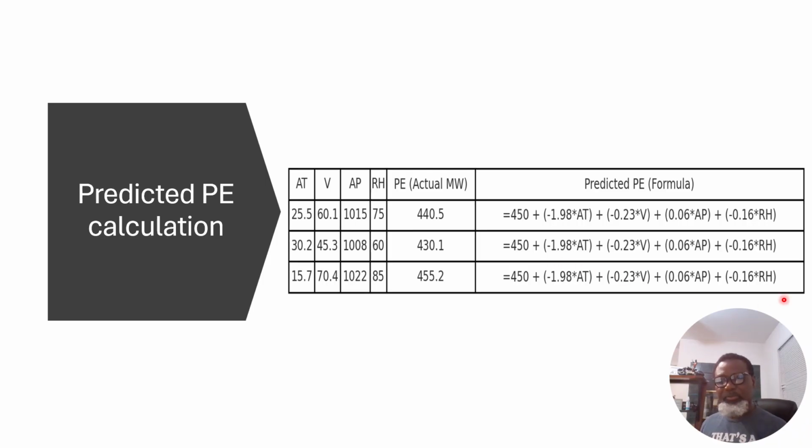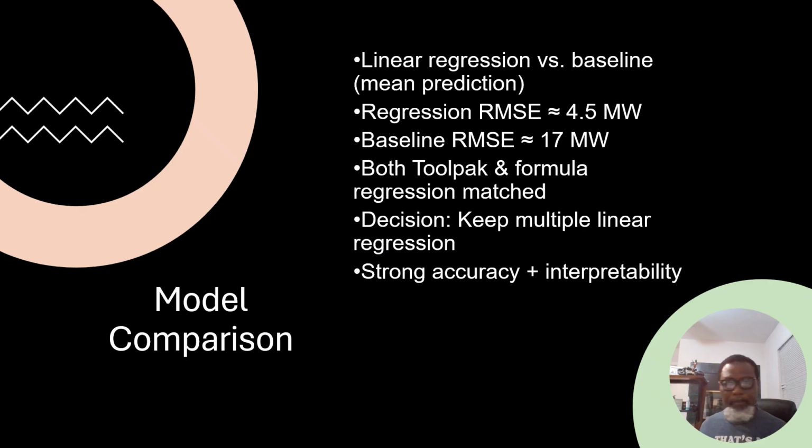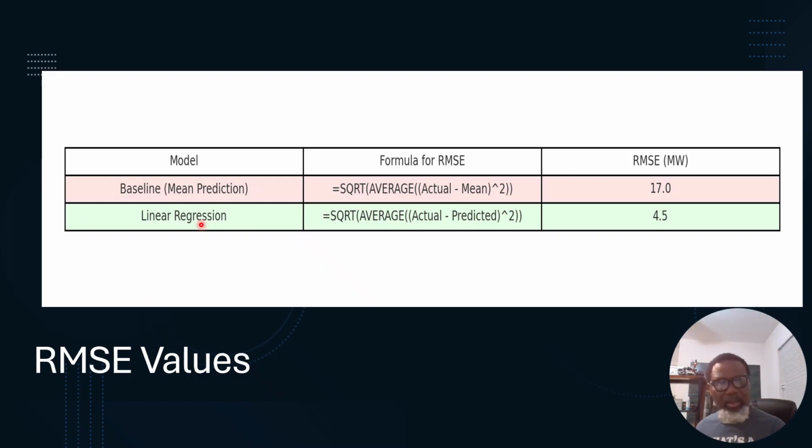Second, I rebuilt the regression manually using coefficients and an Excel formula. Right here, this confirmed the predictions basically matched the ToolPak results. This is my Excel formula. Then I compared the ToolPak regression and the formula-based regression. Both are the same linear model, so their training RMSE was about 4.5 megawatts, right here.